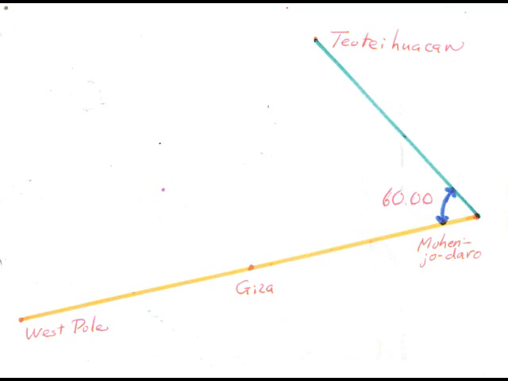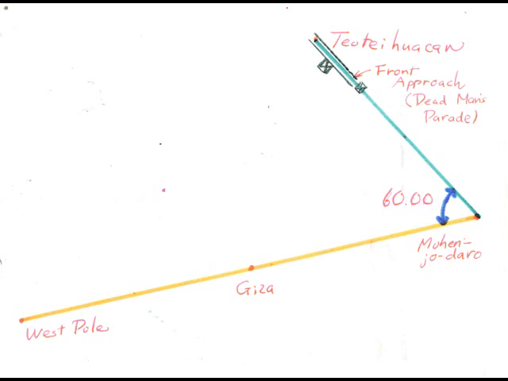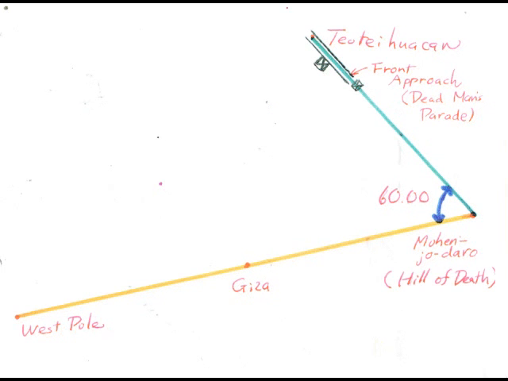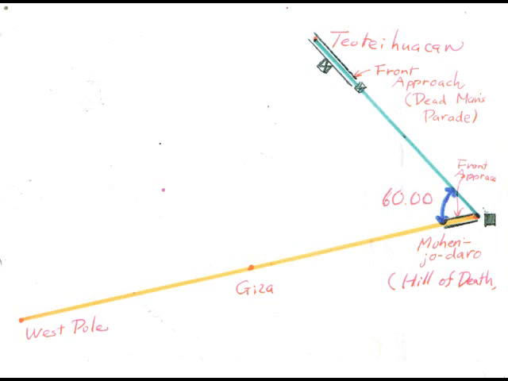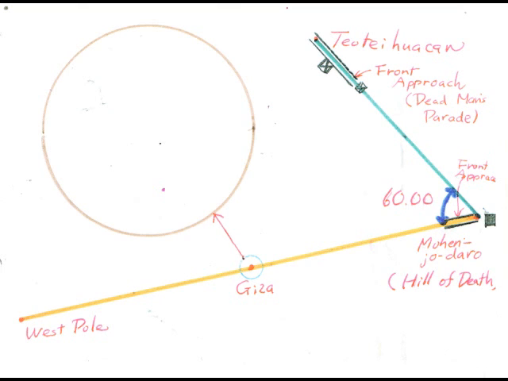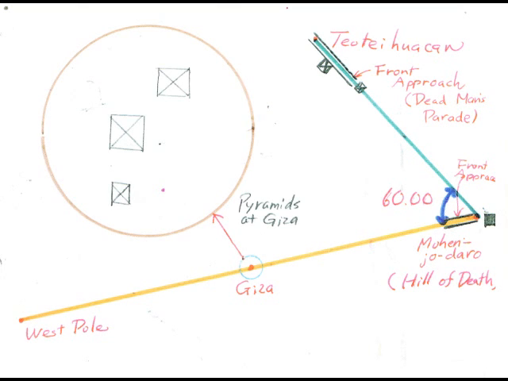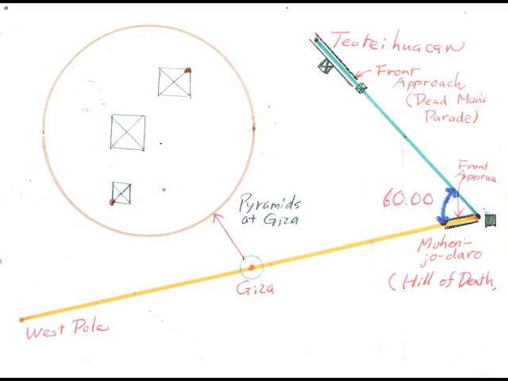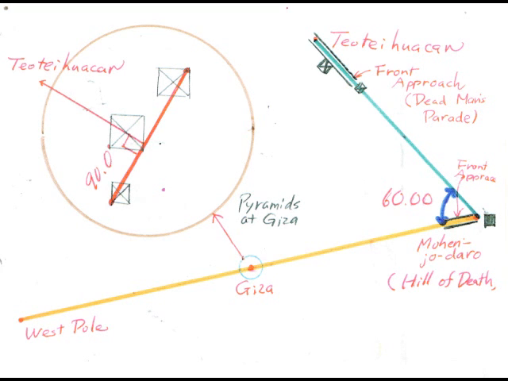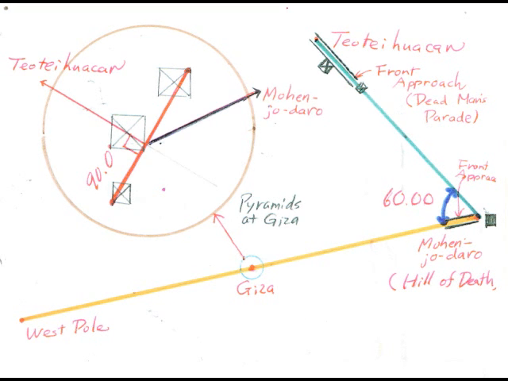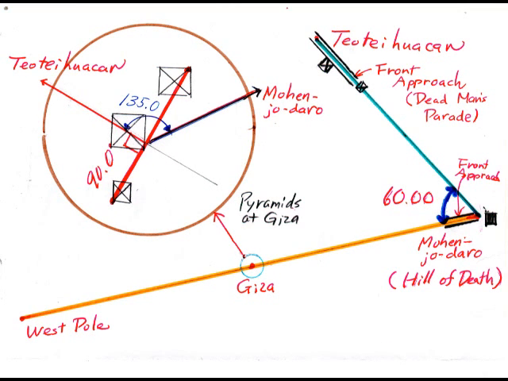And at the angle of 60.00 degrees, the line will take you to Teotihuacan, and the front approach of Teotihuacan shows a sharp direction to Mohenjo-daro, a tower in Mohenjo-daro. The front approach of Teotihuacan is named Palette, which just means palette, and Mohenjo-daro literally means hill of the dead. And the vertices of the two pyramids show the direction to Teotihuacan at the angle of 60.0 degrees, and back at 135 degrees it will take you to Mohenjo-daro.